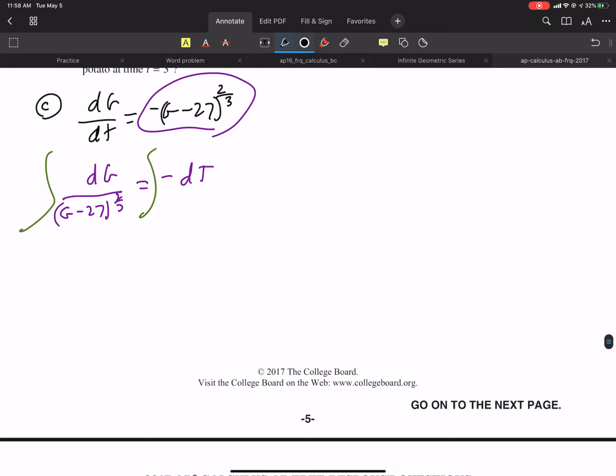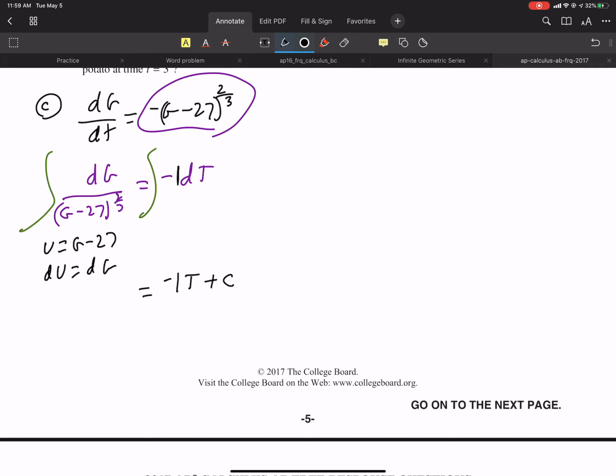So let's continue. The left side, I have a u substitution situation where u is g minus 27, du is dg. That's not bad at all. The right side, there's a 1 there, even though you don't see it. The antiderivative of negative 1 is negative 1t. And don't forget your plus c.